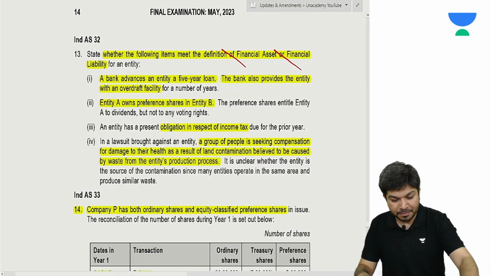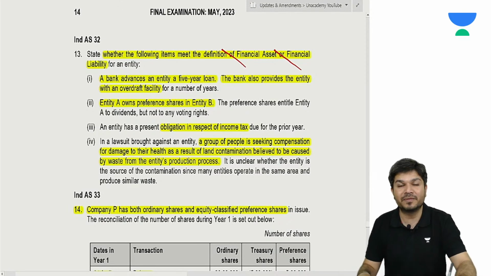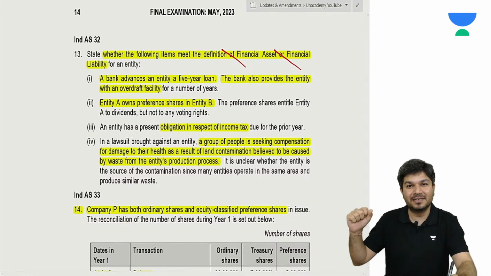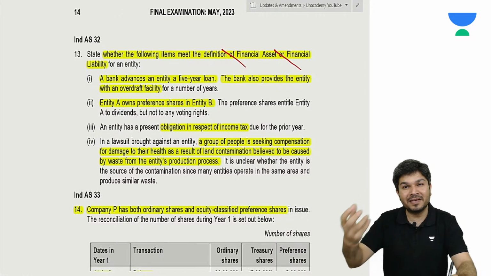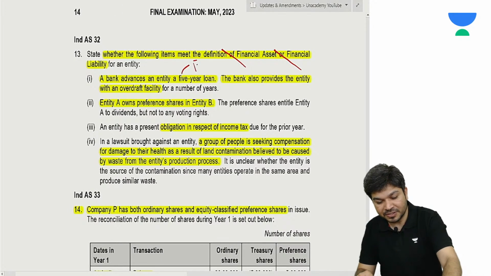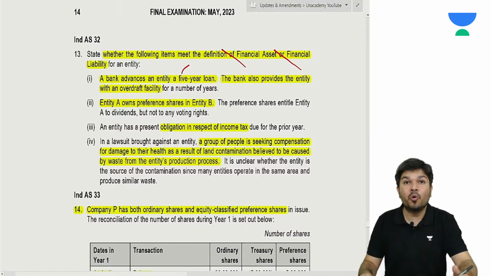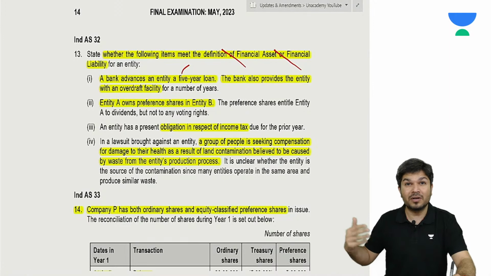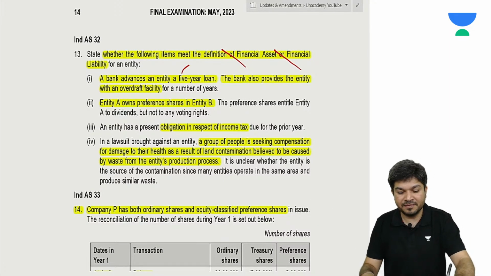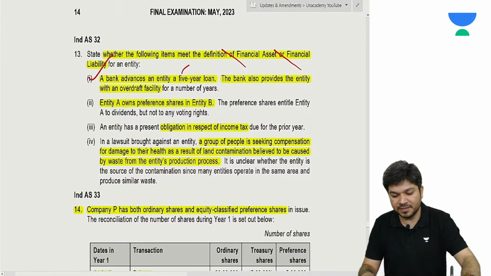Now, bank has given a 5-year loan to someone. So can I say for that entity, they have a contractual obligation to pay after 5 years. It's a financial liability. Bank has also given an OD facility. OD is also a financial liability. You are contractually liable to pay to bank OD amount also. This is coming under financial liability. Did you got it?